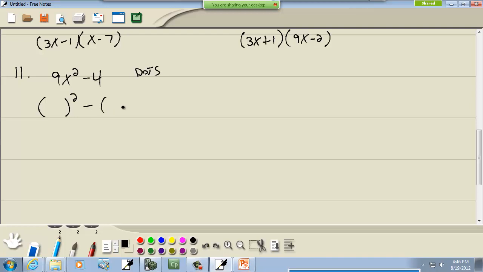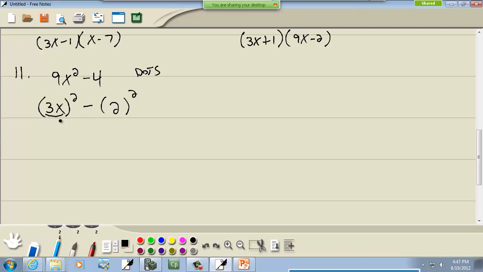We want to rewrite this as something squared minus something else squared. You look at each individual piece, asking yourself what times itself gives you that. For the 9, that'd be 3 times 3. For the x squared, that's x times x. And for the 4, that's 2 times 2.